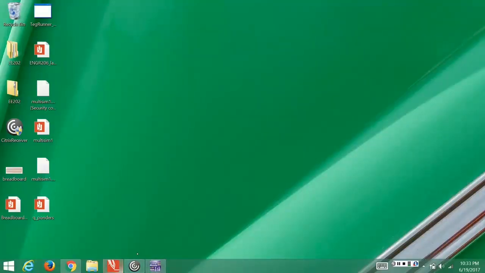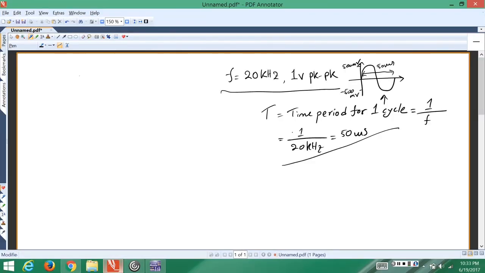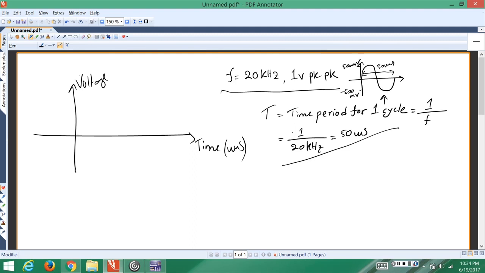Ideally, this is what is expected. Once you put the oscilloscope across the resistor and the voltage source, you should see something like this. We have the oscilloscope screen with voltage on the y-axis and time in microseconds on the x-axis, and once you plug it in, the voltage source will have a waveform like this. Let's call it Vs.